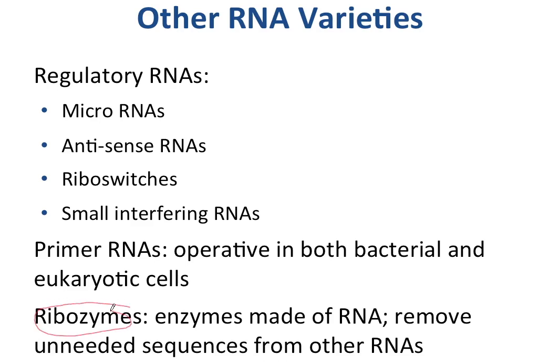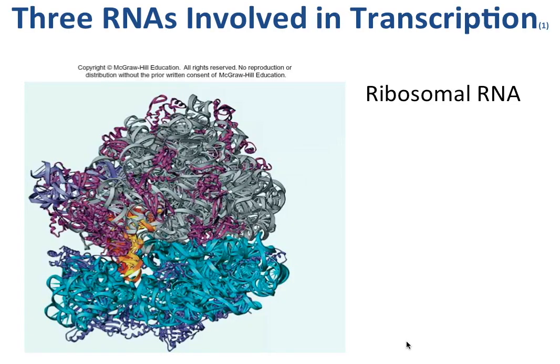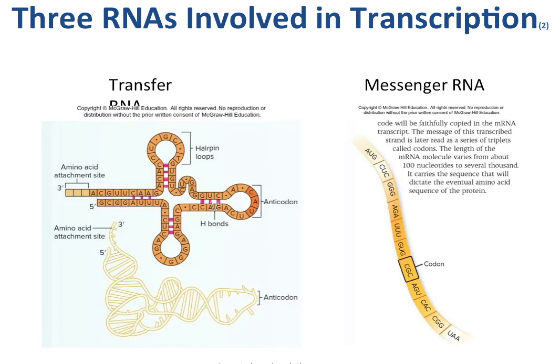Then there are ribozymes. This is an enzyme made from RNA, used to remove unneeded sequences from other RNA. Then there is ribosomal RNA. There are two subunits of ribosomal RNA. When they bind to each other, they make the mature ribosome, which works with tRNA and messenger RNA.